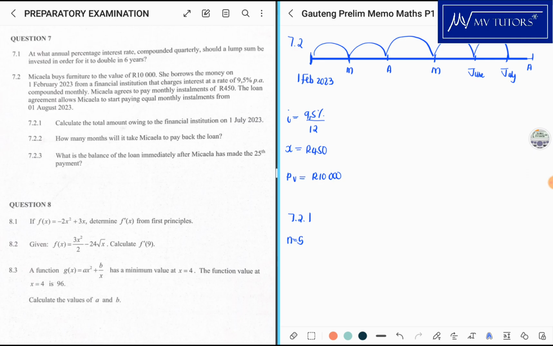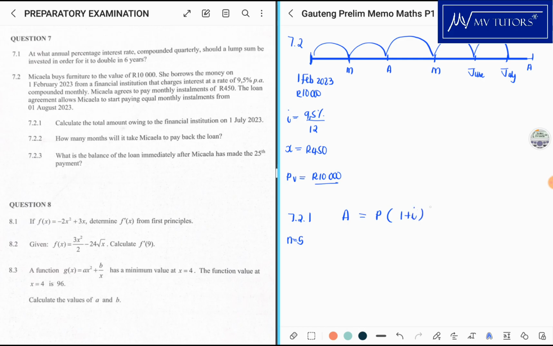Okay, so like I said, remember, money doesn't sit still. So she had borrowed 10,000 Rand in February. The banks are very happy to tell you that you can start paying much later on, because they know that 10,000 Rand 5 months later is not going to be 10,000 Rand. And that is why we need to calculate the total amount owing. By that we're going to use the compound formula, not the annuity formula. It's a lump sum that's sitting there.